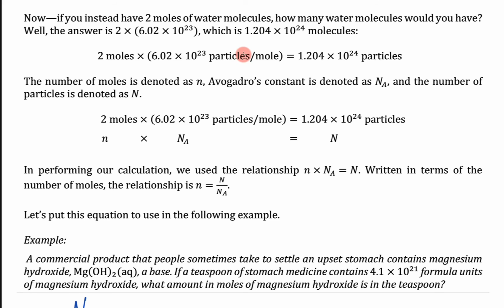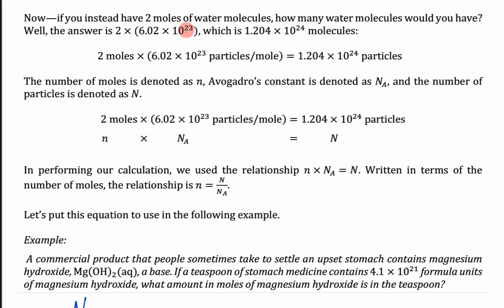Now, if you instead had 2 moles of water molecules, how many water molecules would you have? Well, that's a pretty straightforward calculation, right? We've said that if you have 1 mole of water molecules, you have 6.02 times 10 to the 23 water molecules. So how many water molecules would you have if you had 2 moles? Well, it would just be twice that number. So it would be 2 times 6.02 times 10 to the 23.